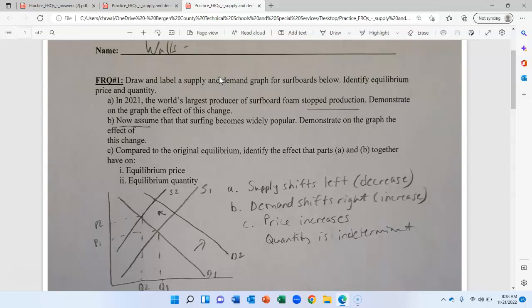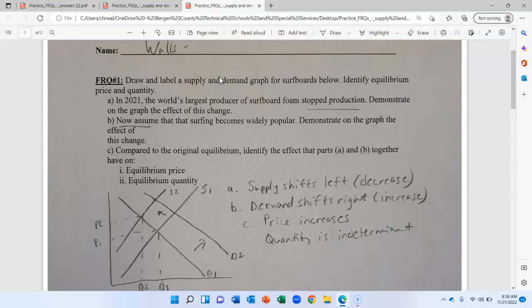Now we learn that the world's largest producer of surfboard foam stopped production. Surfboard foam would be an input for surfboards. So, we're interested in what happens in the market for surfboards, and the product that goes into the making of surfboards is now in a much lower quantity, which tells us that the price is going to be much higher for that particular surfboard foam. It's going to be hard to get, and it's going to be very expensive.